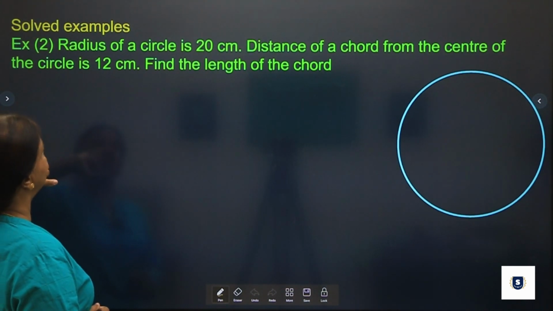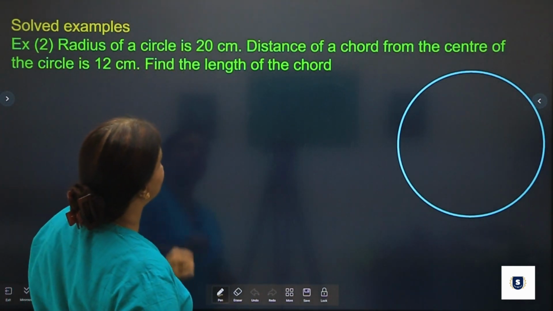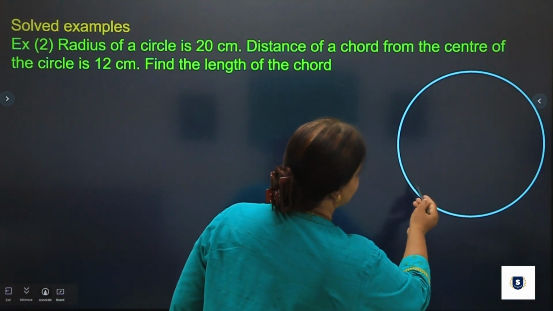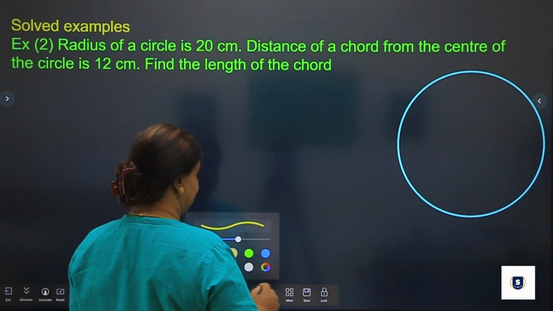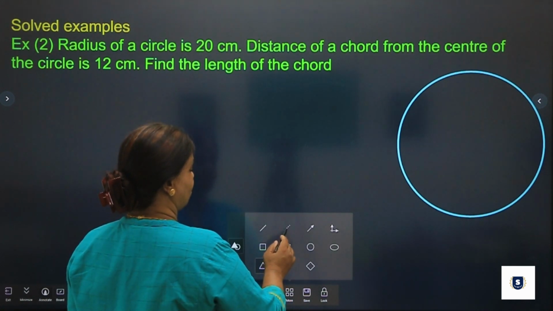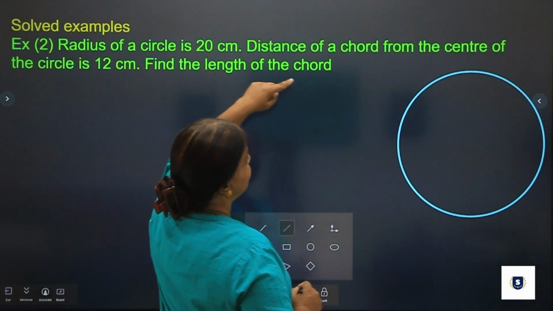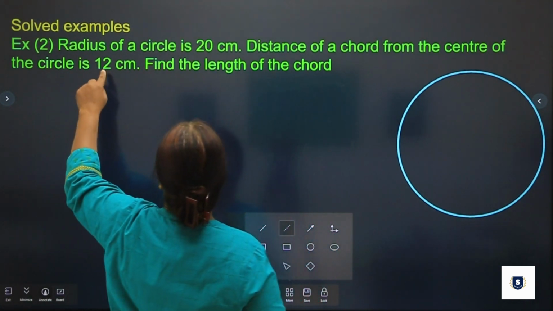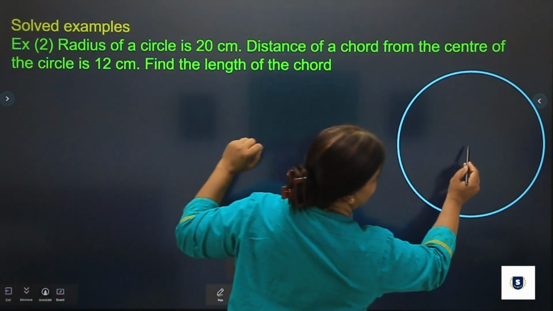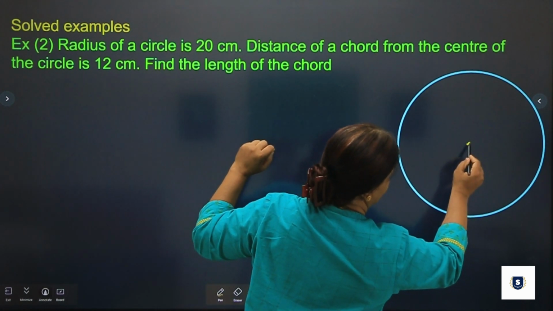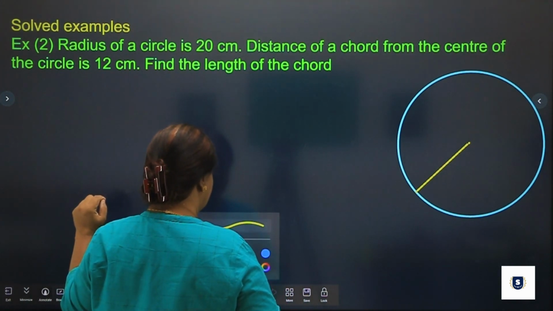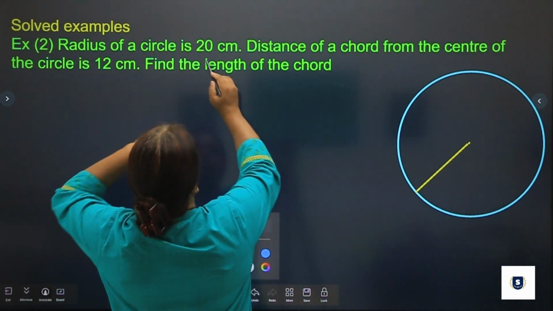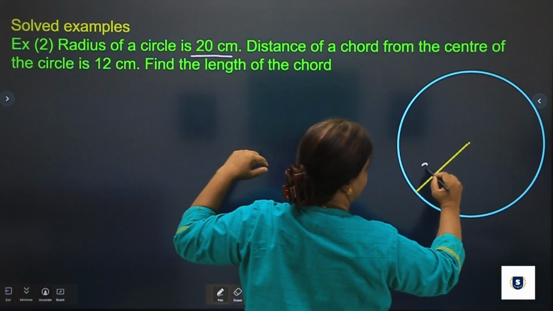Let's begin children. There is a solved example which you can see on the screen. Radius of a circle is 20 centimeter. You can see here one circle and the radius of that circle is given as 20 centimeter. Distance of the chord from the center of the circle is 12. Let me draw the radius. Let this be the center and from here I am drawing a radius, and the radius of the circle is given as 20 centimeter.